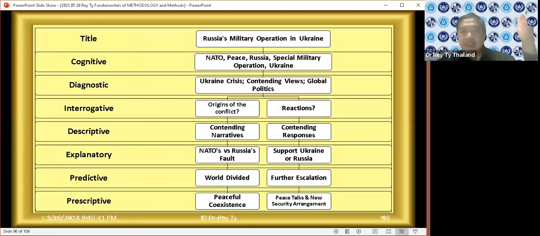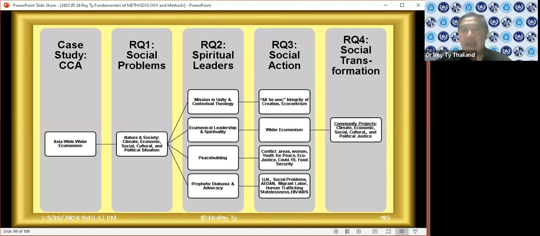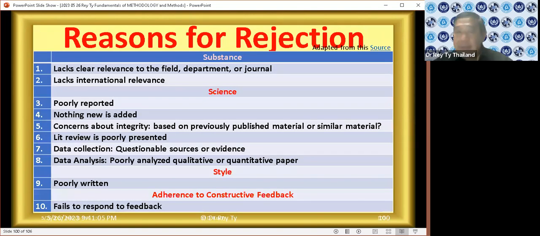And this is another paper that I have summarized from the title to the keywords, to the research problem, to the research question, to the description of the findings, explanation of the findings, what I predict would happen, and what I prescribe should be done. So you can summarize your paper in one chart, and they demand that. That's another way of summarizing my paper. Okay, maybe I'll end here.